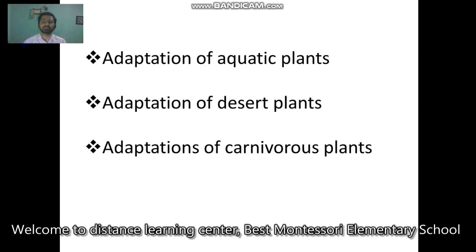Okay, now let's move to the adaptations of three regions: aquatic, that is water, desert, very hot, and carnivorous, that means insect eating or small animal eating plants. What are their adaptational characteristics? What are the adaptation features of plants living in water? What are the adaptation features of plants living in the desert? And what are the adaptations of insectivorous plants or carnivorous plants? Today I'll be discussing the first two topics: adaptation of aquatic plants and adaptation of desert plants.